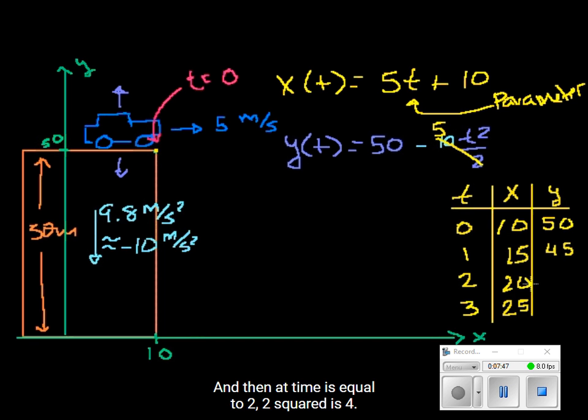And then t is equal to 2. 2 squared is 4, 4 times 5 is 20, and 50 minus 20 is 30. And then finally, at t equal to 3, and I just say finally because that's the last number we picked, 3 squared is 9, 9 times 5 is 45, and 50 minus 45 is 5.